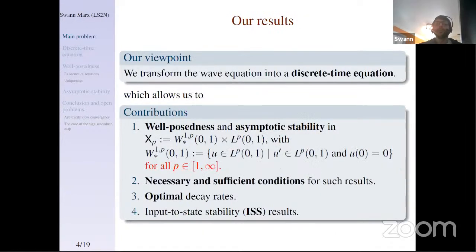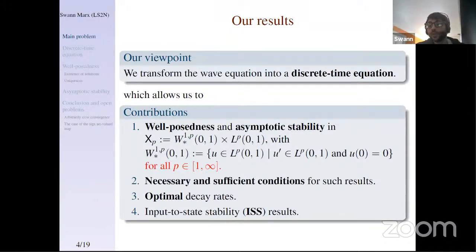Okay, so now here I will give a summary of what we have. The viewpoint that we adopt is that we transform the wave equation into a discrete time equation that could be also called, for instance, a difference equation. And this is really important because this viewpoint allows us to establish several results. So well-posedness and asymptotic stability in some L^p spaces, which is in contrast with the result that I have mentioned before, because in the result that I have mentioned before, it was just p equal to 2. And we have also some necessary and sufficient conditions for the well-posedness and some results of the asymptotic stability. We're able to establish some optimal decay rates in some special cases of a function, when sigma is the graph of a function. And we have also some input to state stability results.